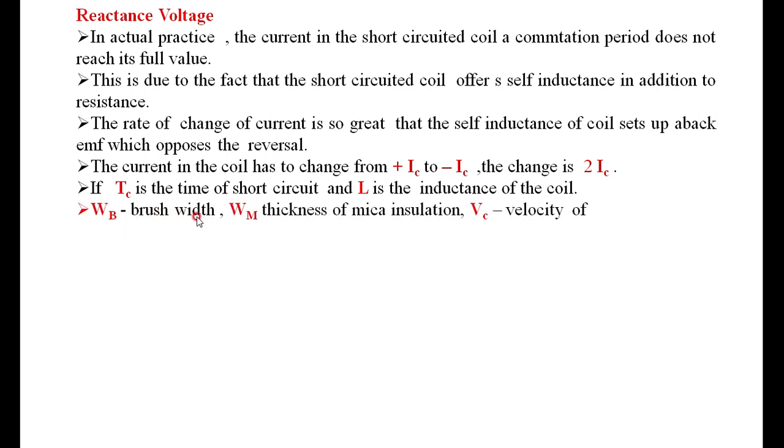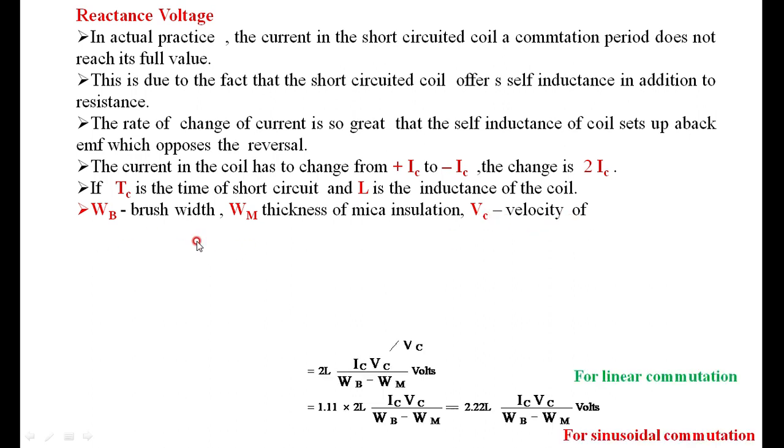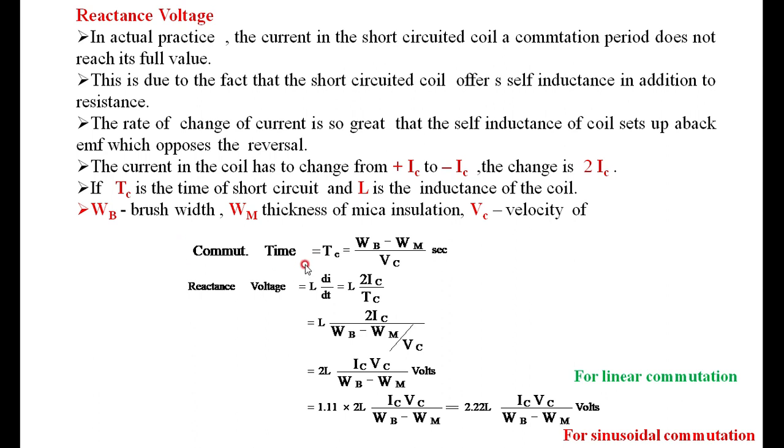Then WB is the brush width and WM is the thickness of the mica insulation. Then VC is the velocity of the commutator segment, and the coil is rotating with the velocity VC. Okay, now how do we find the time? We know that the basic equation of velocity is velocity equals distance by time. Therefore, time is equal to distance by velocity. That same concept is used here.